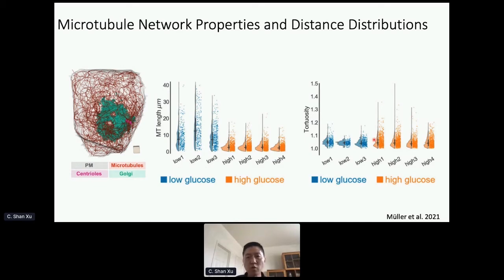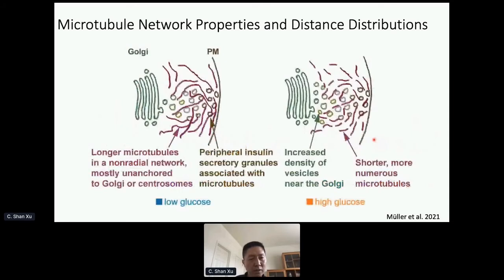So, long story short, the overall finding we can summarize in a cartoon form like this. In low glucose conditions, we have very long microtubules, kind of tied to the secretory granules near the membrane. And under high glucose stimulation, these microtubules fragment into small pieces. And at the same time, we saw an increased amount of secretory granules near the Golgi. So perhaps the role of the microtubule is simply to secure these vesicles near the membrane, ready for release under some stimulation.